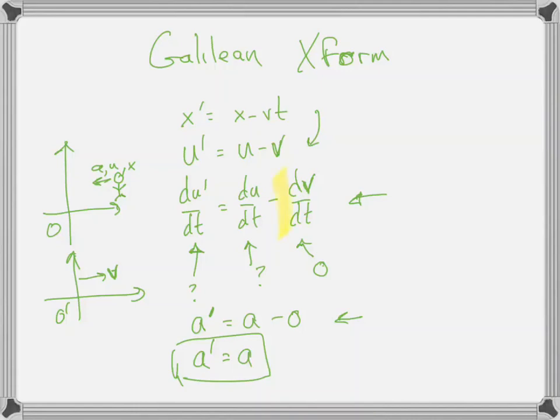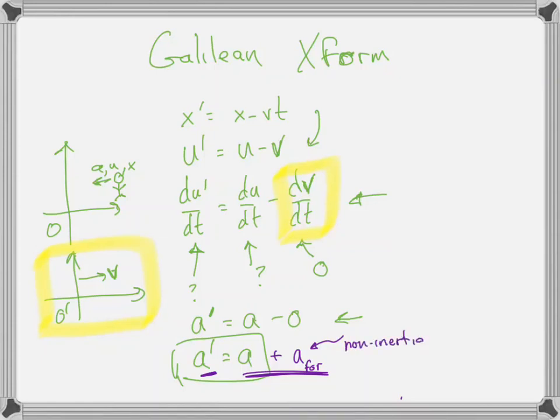Here's something really interesting, though. If this is a non-inertial frame of reference, that means that frame of reference accelerates. That means dv dt is not zero. It's the non-inertialness that gives us the acceleration of the frame of reference that makes it look like the acceleration of an object in the moving frame is different than the acceleration of the object in the unmoving frame, because the moving frame is accelerating. That's just for a non-inertial frame.